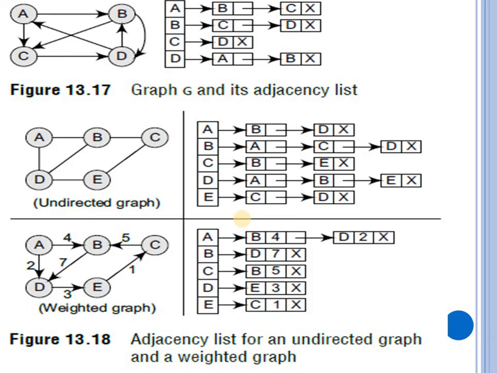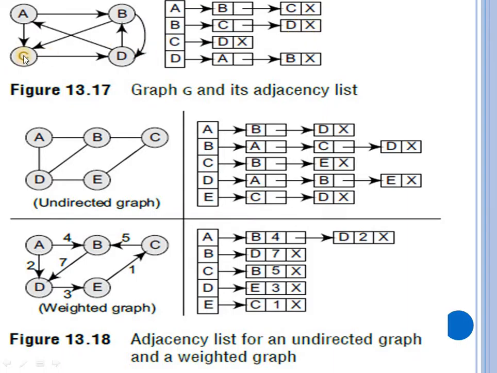Now consider the adjacency list for this graph. Here we have the vertices A, B, C, D, and this is the adjacency list. A has adjacent nodes B and C, and not any further, so this is the last node. Now for B we have B to C and B to D. So in the B list we have C and D, and this is the last one, so we put null here.